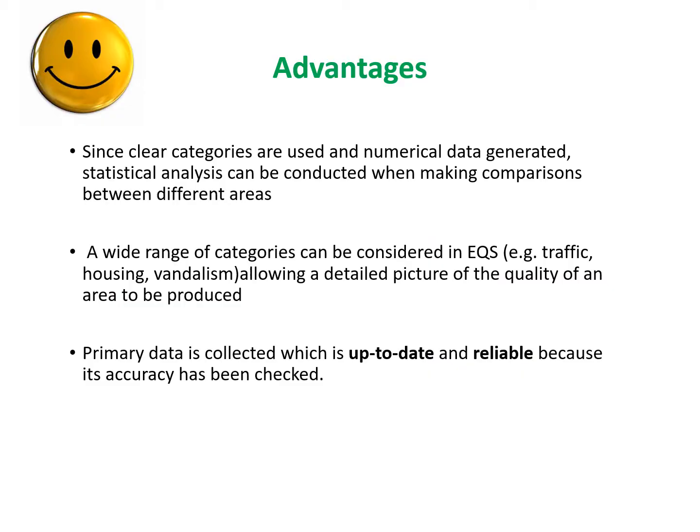Okay, so some of the advantages of this technique. I'm going to give you 3 major advantages of this technique for your notes. But I think we could probably think of more if we really needed to. But these are 3 that I think are the most pertinent ones. The first one is to do with the type of data that we are collecting here. We are using clear categories when we're doing an environmental quality survey, and we are generating numerical data. Now, because we're doing that, we can afterwards conduct statistical analysis of the information that we have collected, which is very powerful when we're making comparisons.